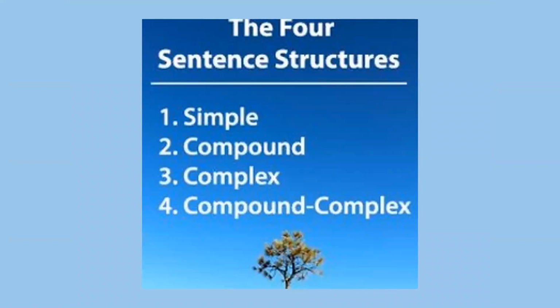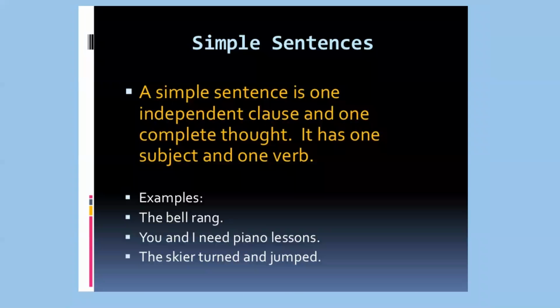There are four sentence structures: simple, compound, complex, and compound complex. So, there are different sentences and different structures. So, we will be studying that. First is simple sentences. A simple sentence is one independent clause. Independent clause is where the subject is there and the verb is there. Yes, subject plus verb is an independent clause, and one complete thought. It has one subject and one verb. That is what a simple sentence is.